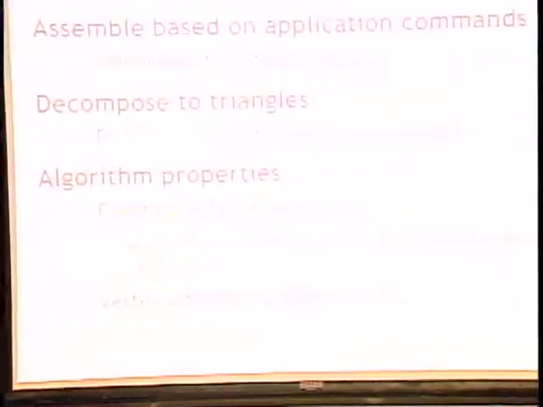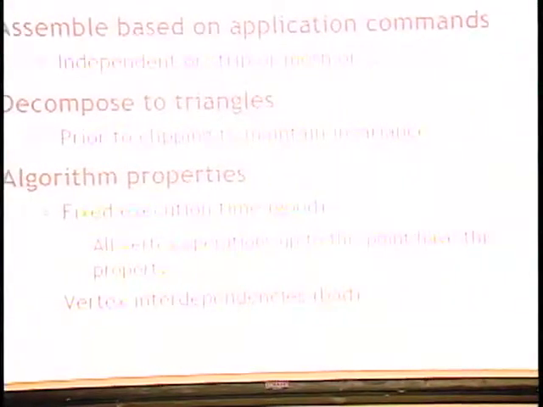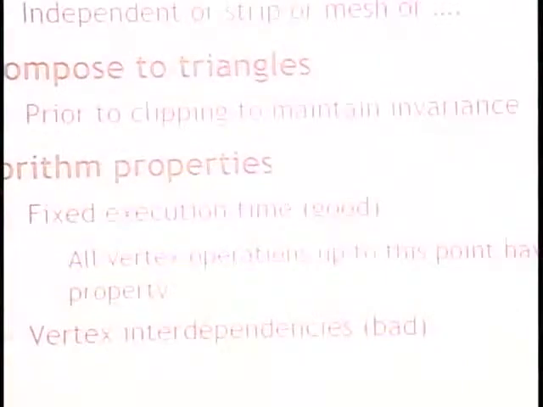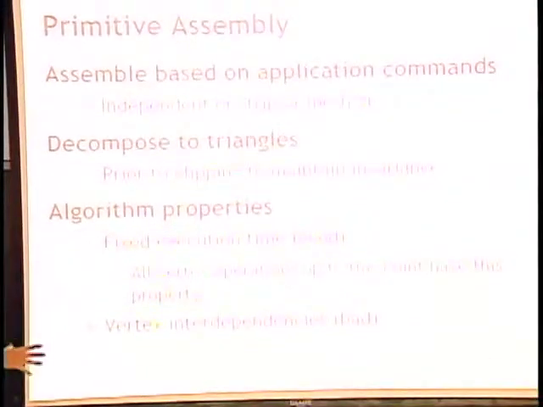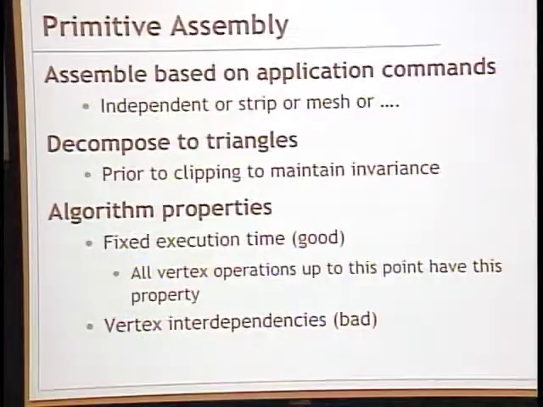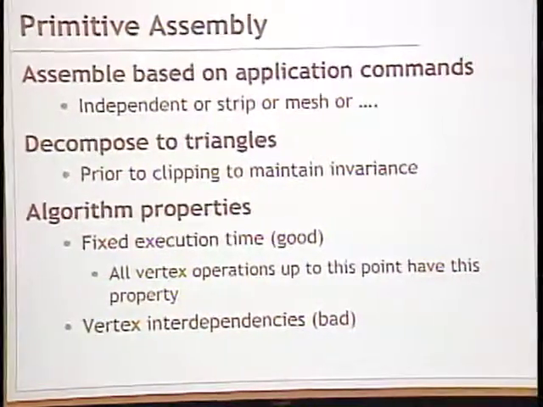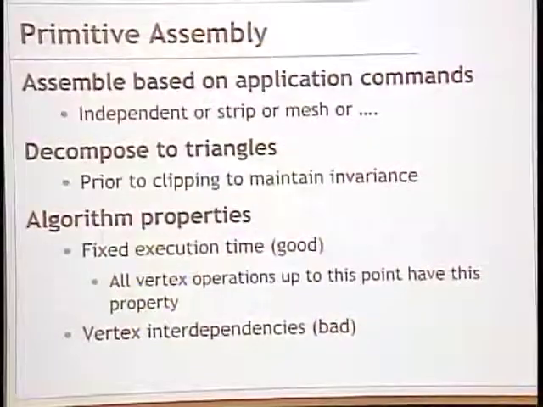Primitive assembly. Okay, so we got a bunch of vertices. We have to put them together into triangles. Not only do we have to send in a bunch of vertices, but we also have to send in connectivity information for these vertices. How do they mesh up with other vertices? How do they match up to make triangles? That might be in the form of commands that say, okay, these are independent triangles or strips or meshes or anything else.